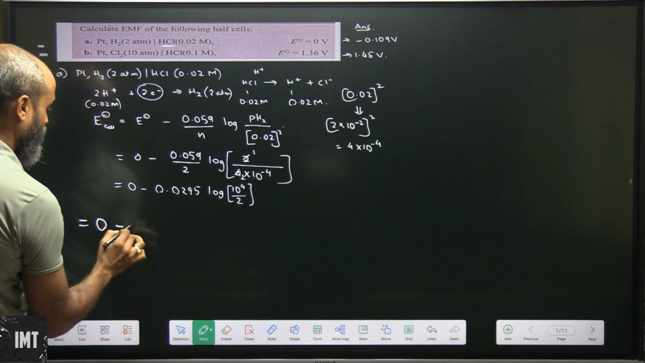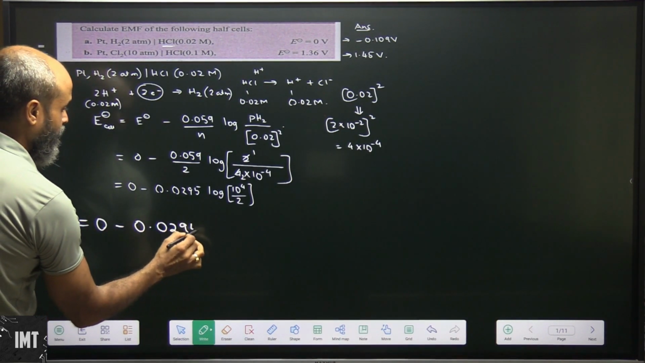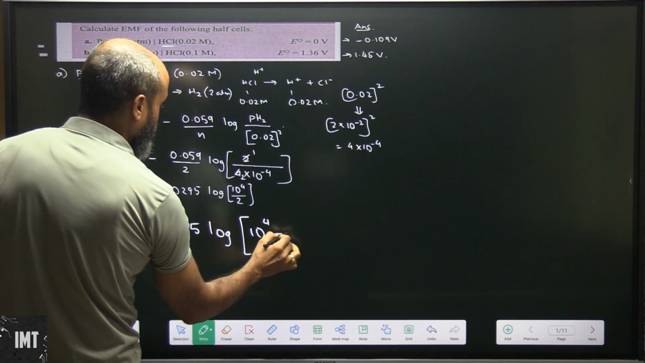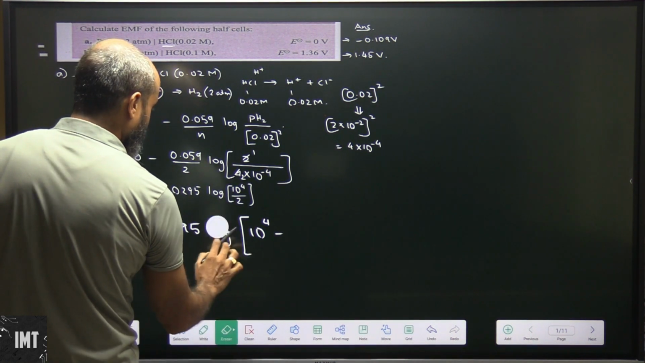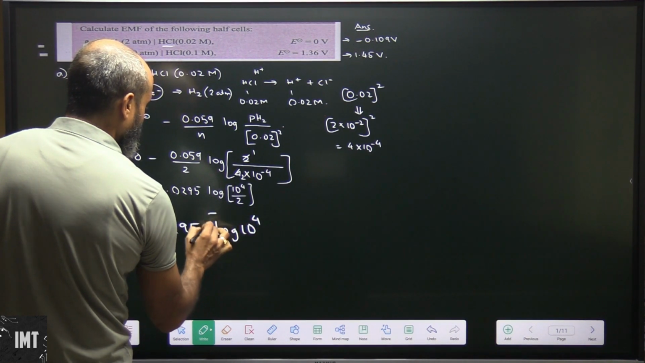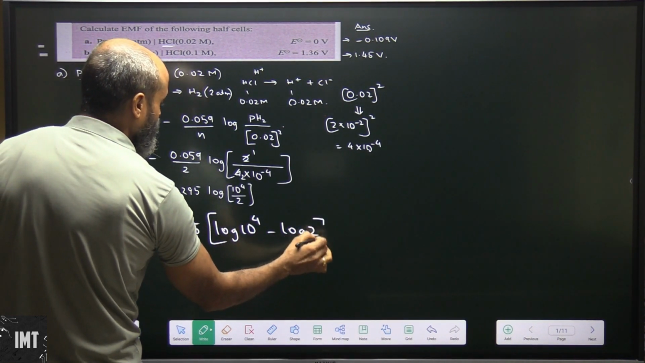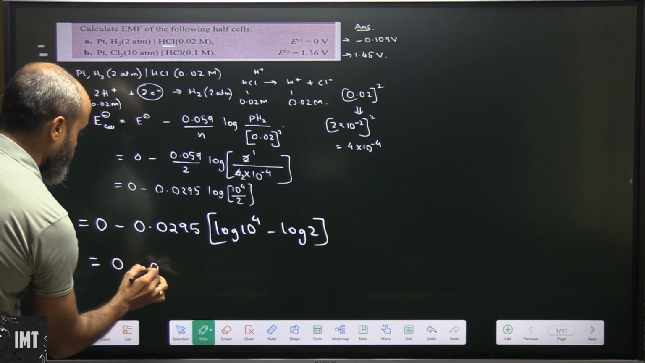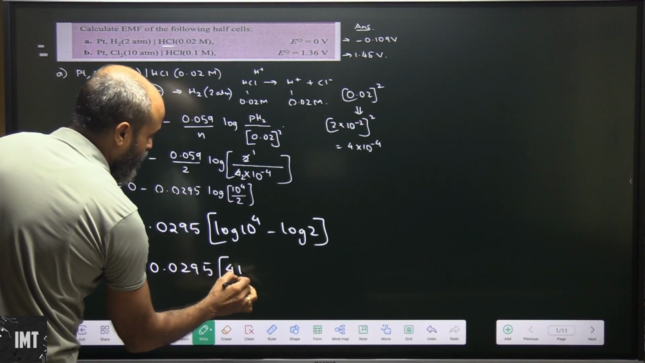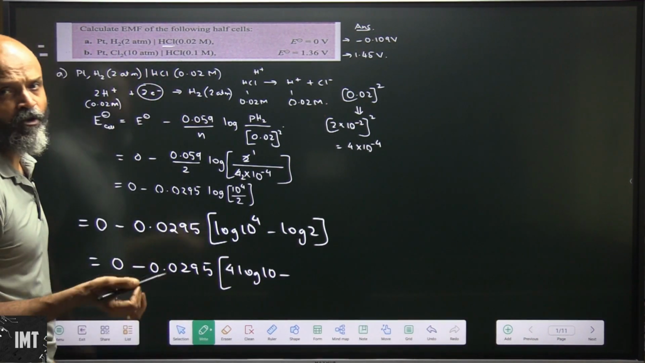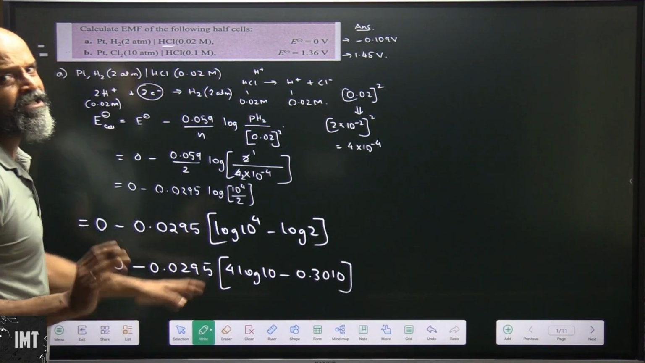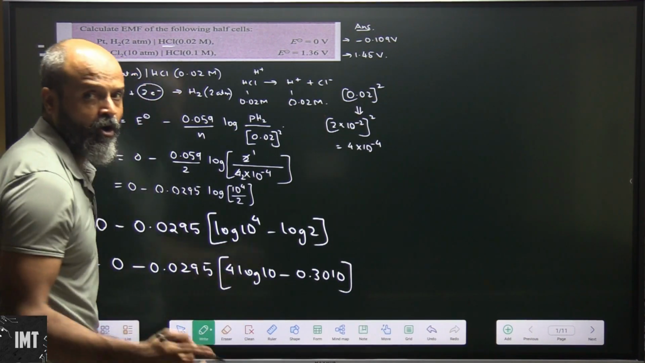So what do we have here? This will be 0 minus 0.0295 log of 10 raised to 4 divided by 2. If we break it up into logs, this will be log of 10 raised to 4 minus log of 2. So this is going to be 0 minus 0.0295 times 4 log 10 minus log 2. We all should remember log 2 is 0.3010, so we can take 0.3. Here what we will get? Log 10 is 1.